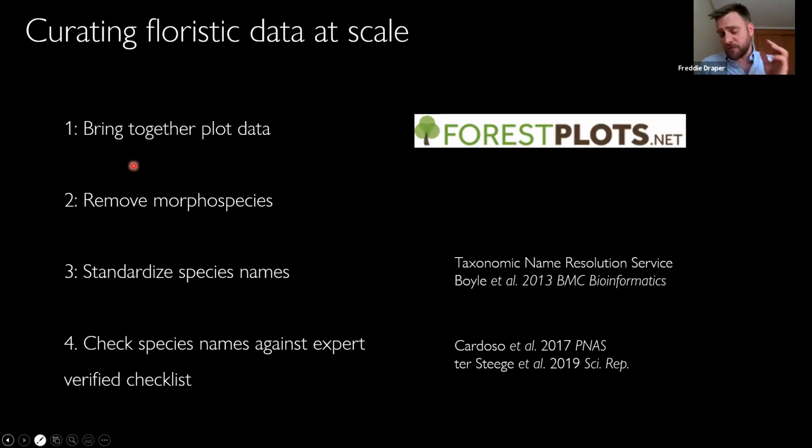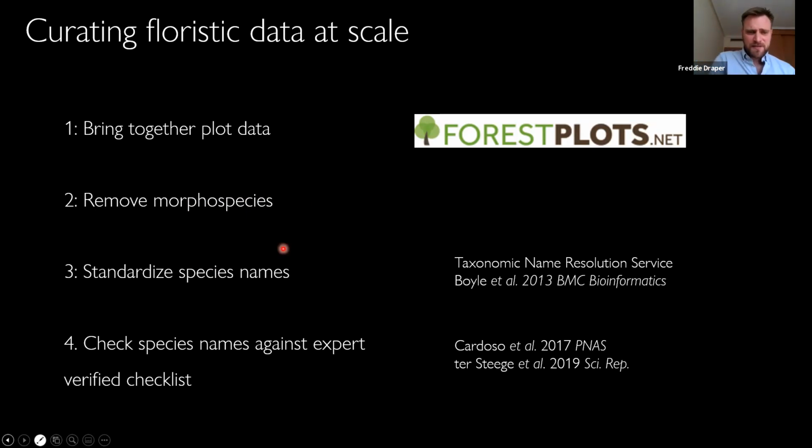The second thing that we did was remove all morphospecies, so we can only use things that have a valid species name. This really led to tens of thousands of individuals not being used. There were nearly half a million individual trees in this data set, but for many we can't use that information because they're just given a morphospecies identification. They're not identified to species level.